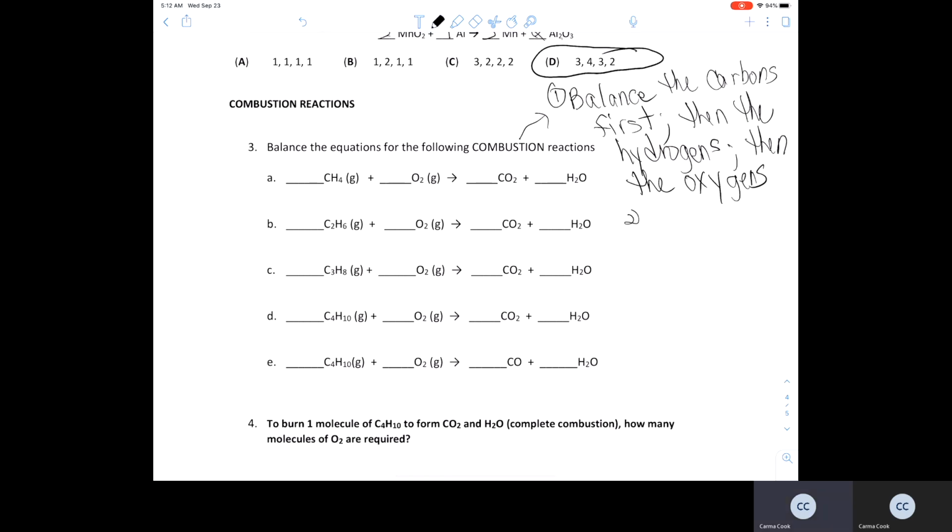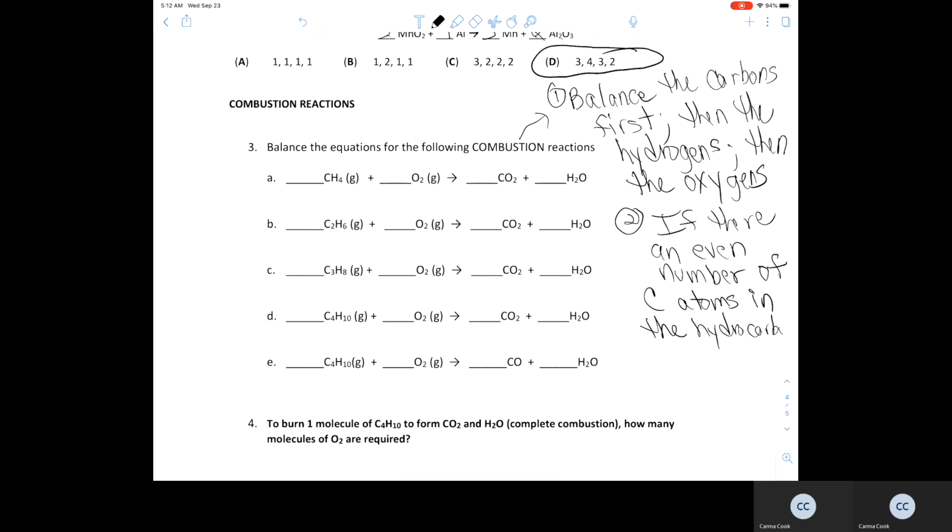And then a second rule of thumb, if there are an even number of carbon atoms in the formula of your hydrocarbon, then a fraction or decimal is needed to balance the oxygens.